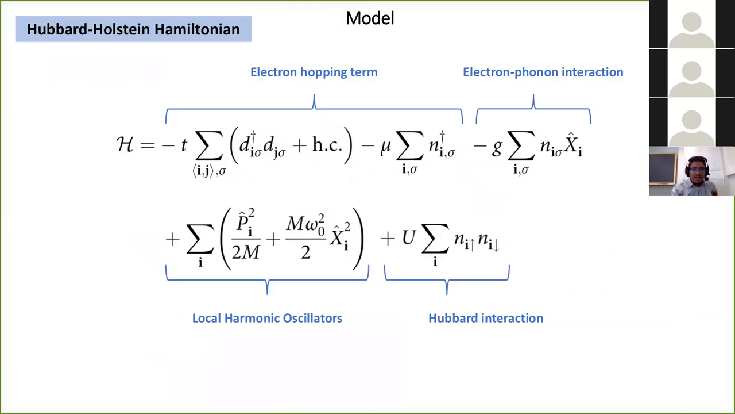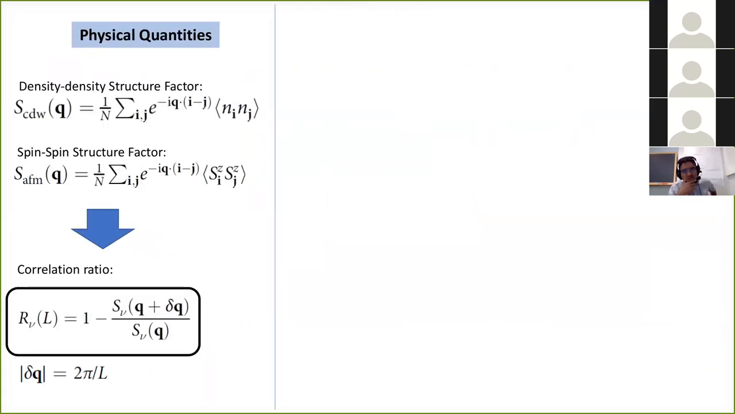I will present later what I do. In order to analyze this Hamiltonian, I have to define some quantities. Some quantities of interest to me are the density structure factor, defined here, and the spin structure factor. And from these two, I can obtain the correlation ratio. The correlation ratio, this quantity here, is something similar to the Binder cumulants. We can discuss it later if you want. But the crossing of this quantity with the lattice size can give me the critical point.